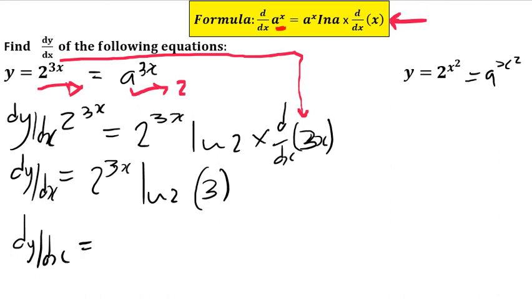please note that this 3 doesn't multiply with this ln 2. No, I can't do that. You can't. It only multiplies with the 2. So I think you can leave the answer as it is. Basically, you can leave the answer as it is.